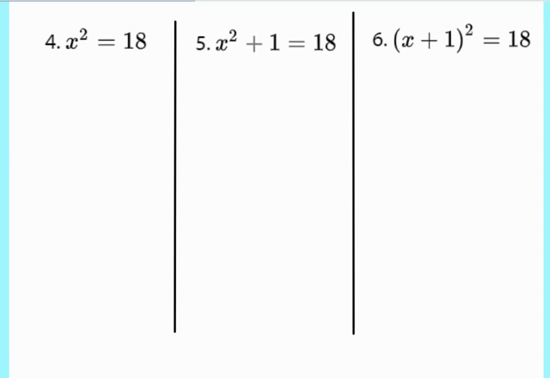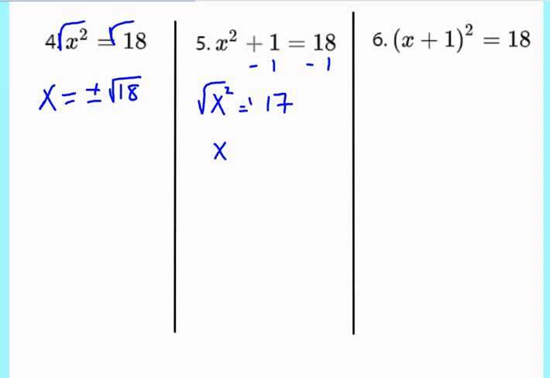Great, you should have already tried these problems. So if I take the square root of both sides, we get x equals plus or minus the square root of 18. On this one, we first need to take 1 away. x squared equals 17. Now, if I take the square root of both sides there, x equals plus or minus root 17.